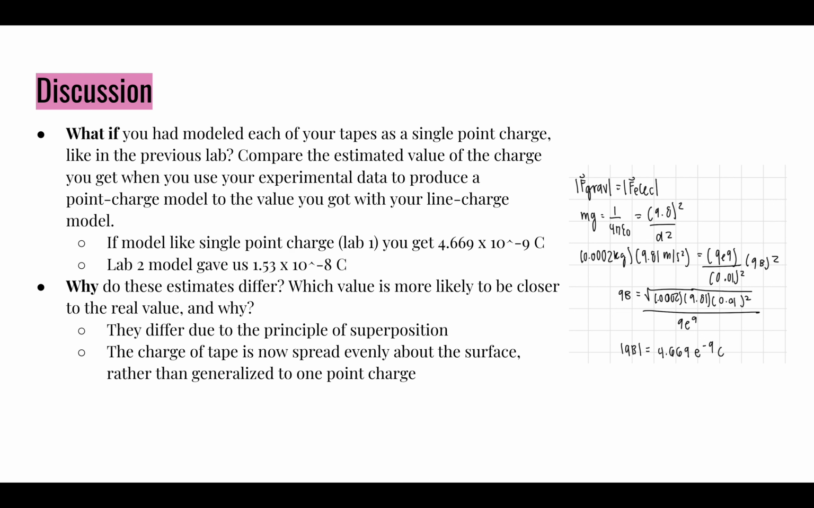When you're thinking about why these estimates differ, and which value is more likely closer to the real value, they differ due to the principle of superposition. This is because the charge of the tape is now spread evenly about the surface rather than generalized to one point charge. So when you think about it in that context, it makes sense that a distributed charge calculation would be likely closer to the real value.